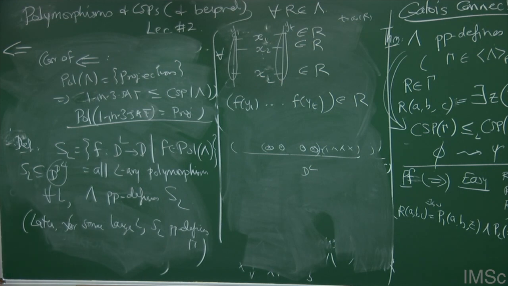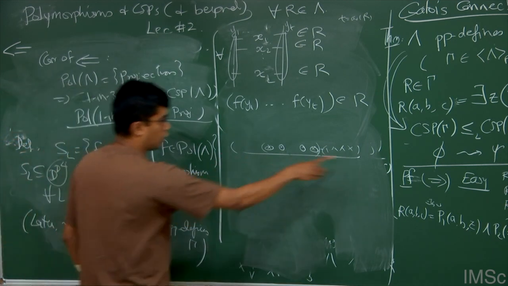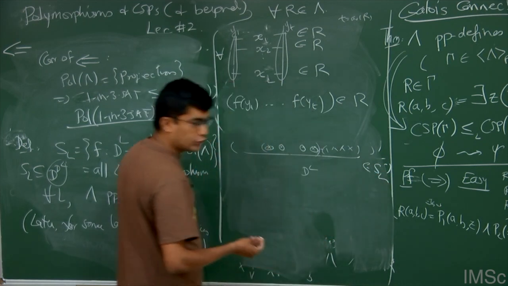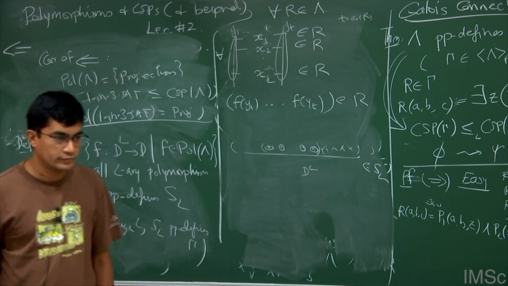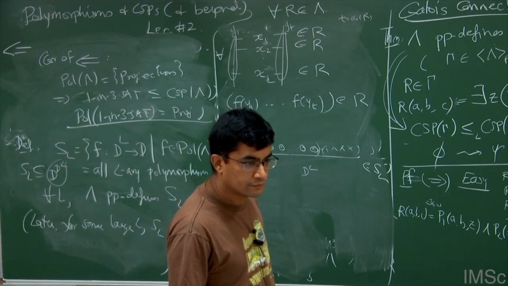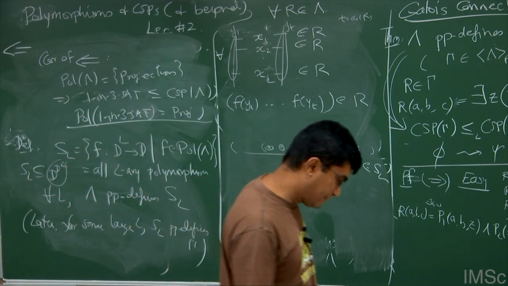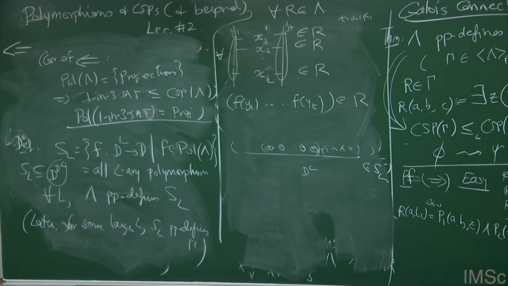Essentially, by long code, you mean each such function you think of as one huge tuple. Huge tuple, yeah. So you just want to characterize this thing belonging to SL as a conjunction of various t tuples belonging to R. That's all. Yes, exactly. We didn't even need auxiliary variables.